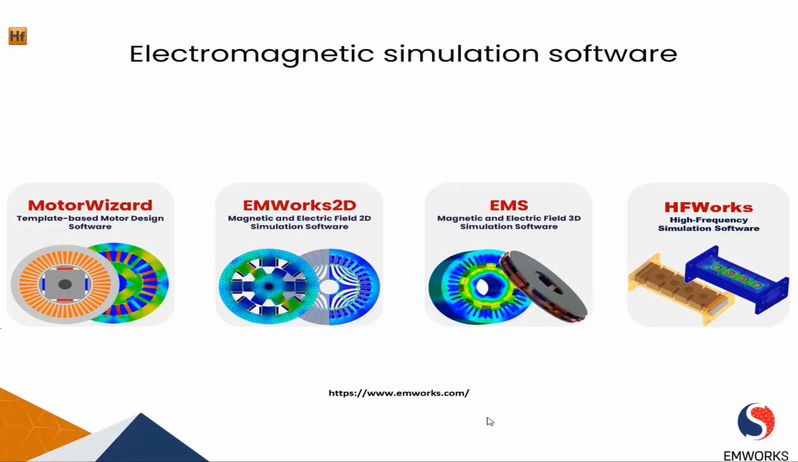HFWorks is the software that we are going to use today for this simulation. HFWorks is an antenna and electromagnetic simulation software for RF, microwave, millimeter wave, and high-speed digital circuits. It uses state-of-the-art finite element solvers and meshing technologies to compute fields as well as antenna and circuit parameters. It also comes with an integrated electrothermal solver.